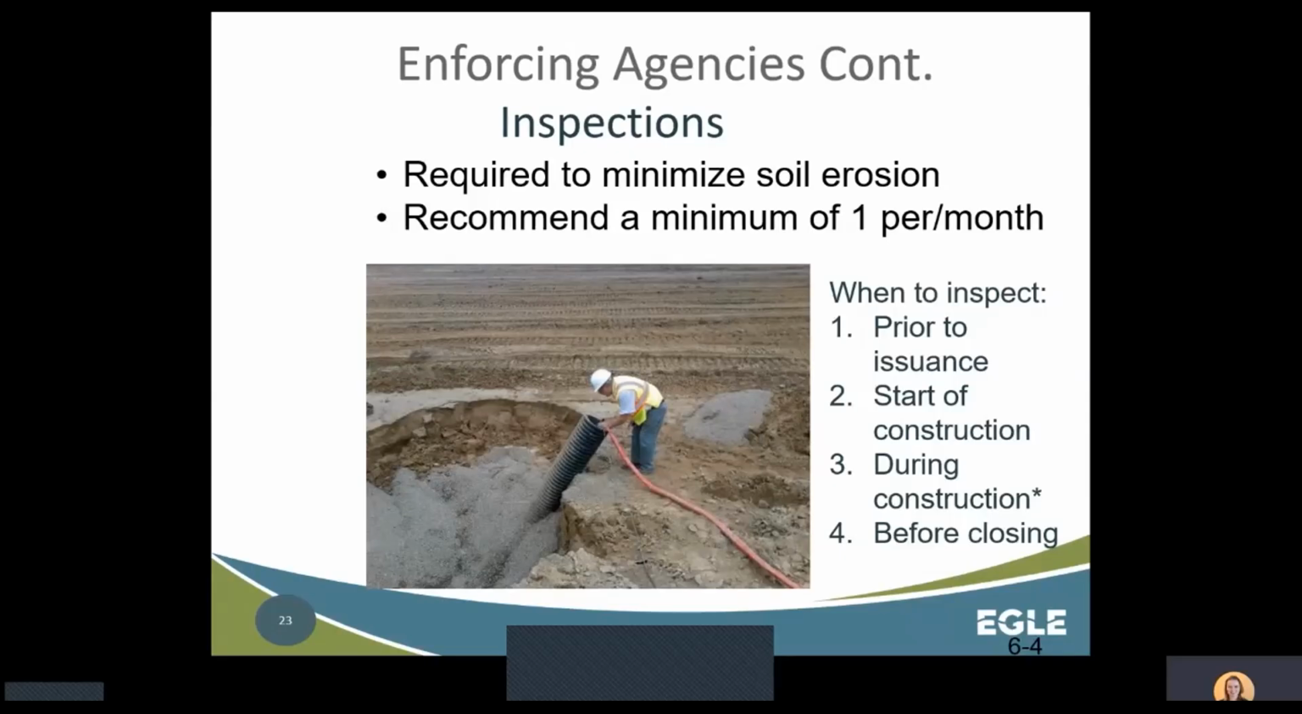So has minimization of erosion been considered? Does the plan match the actual site? Next, at the start of construction, are BMPs in place and functional? Then during construction, is the site in compliance with the permit? Are there any changes in site conditions? And finally, before closing out the permit, is the site fully stabilized? Keep in mind, if the site has critical or sensitive areas, more inspections may be needed.